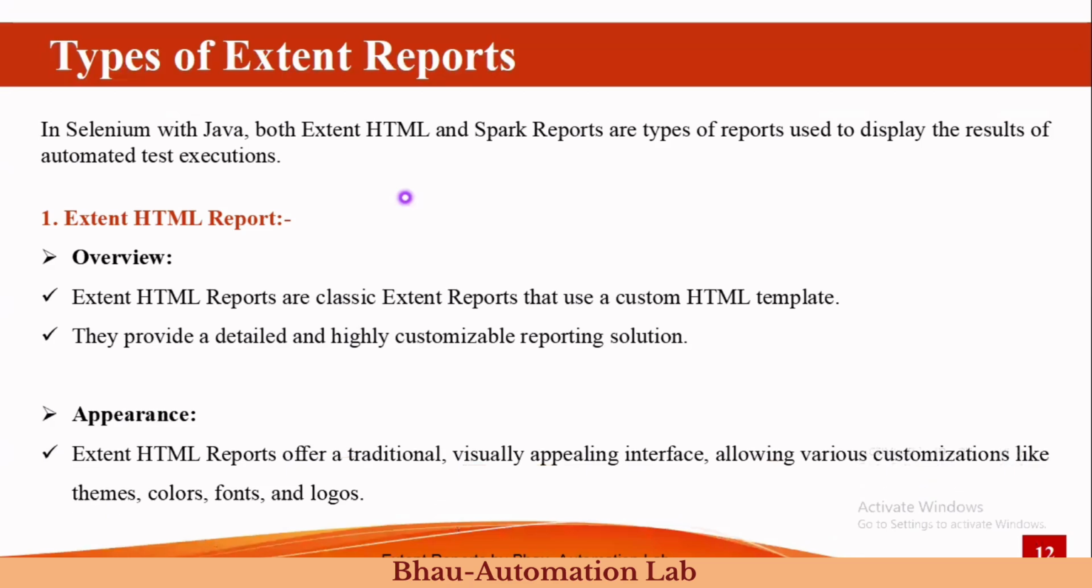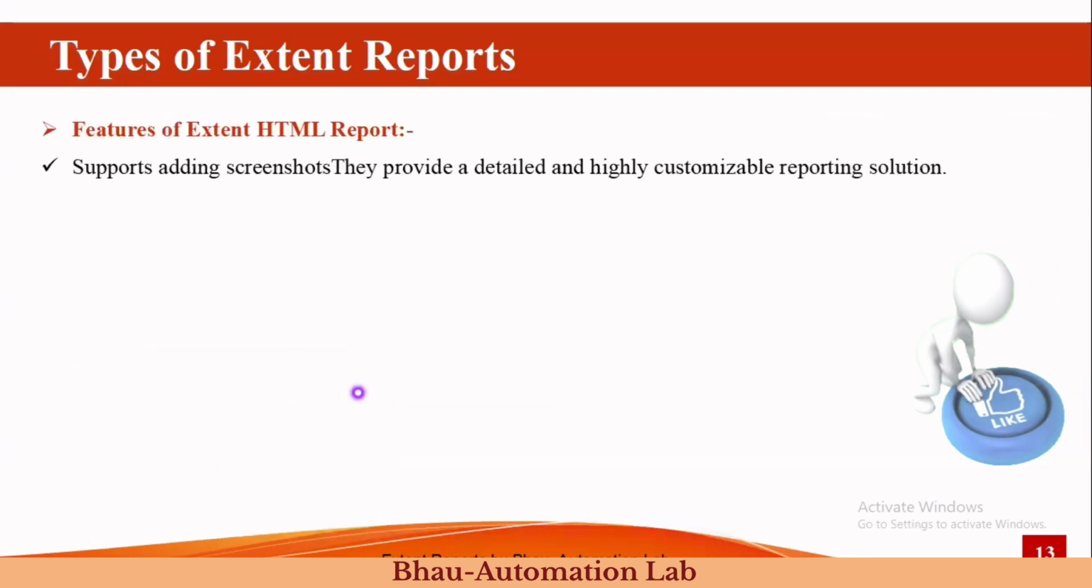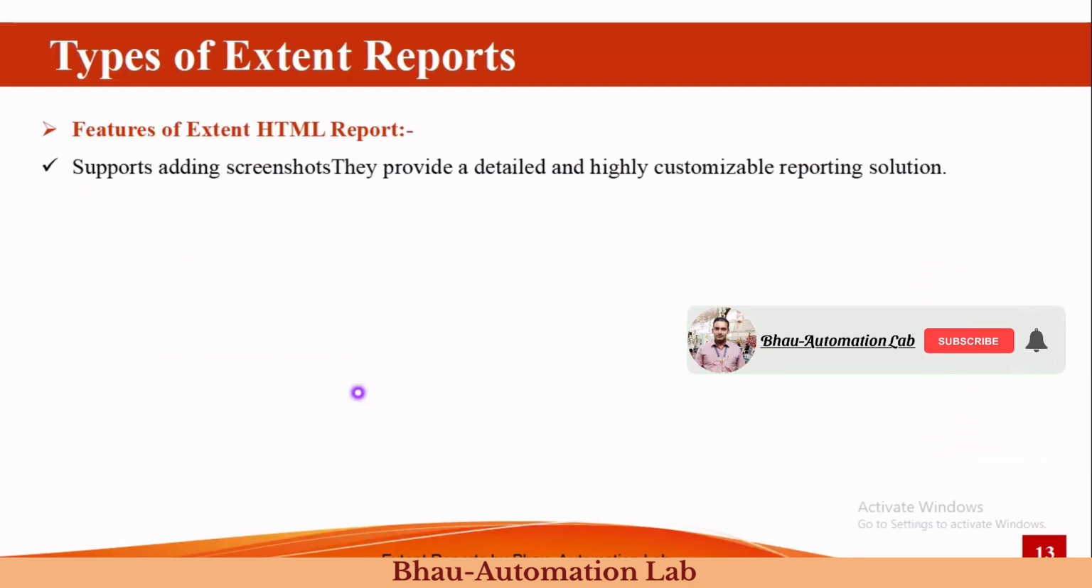The Extent HTML report offers a traditional, rich user interface, allowing various customizations like theme, color, font, and logs. So the HTML report is the classic one, where we get better visualization of the report, with font colors and log types. Features of Extent reports include support for adding screenshots. They provide a detailed, highly customizable report solution. Whenever our script fails, we can add the screenshot.